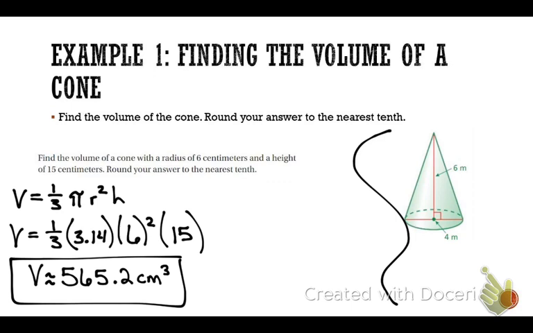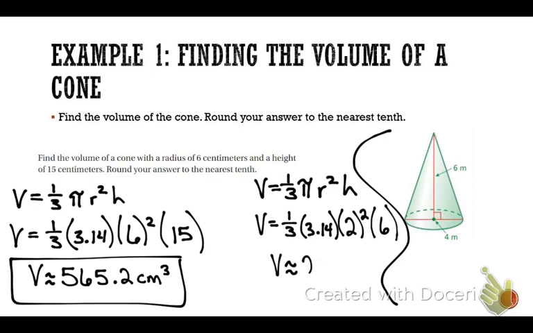All right, guys, so V equals 1/3 pi r squared h. Now here, they did not give us the value for the radius. They gave us the diameter. So what is the radius? 2. I have to half it to find the radius. 2 squared times 6, and then I get 25.1 because I have to round to the nearest tenth. 25.1. And on your quiz tomorrow, it'll be really specific about what you're supposed to round to.